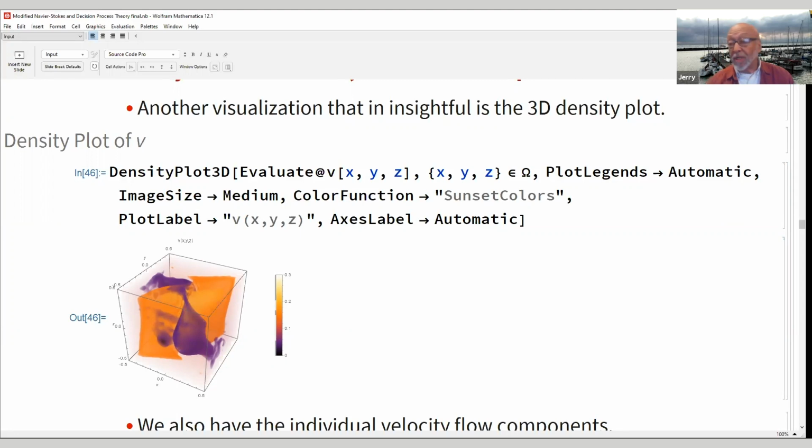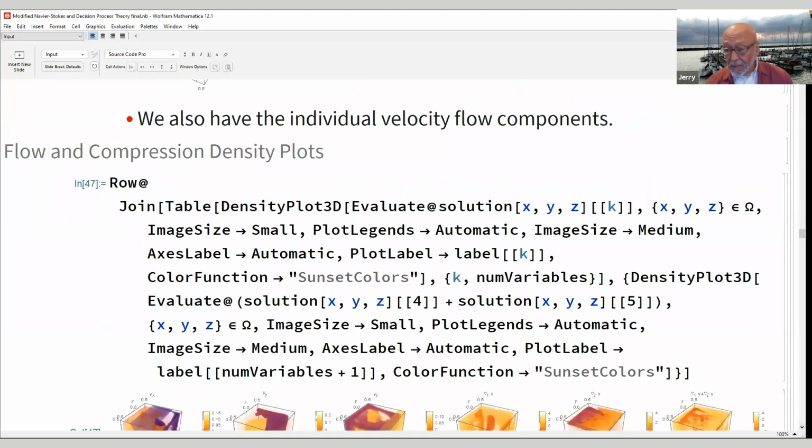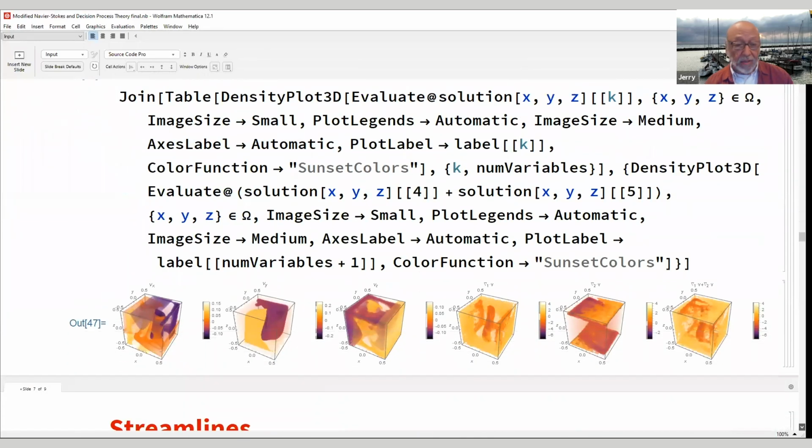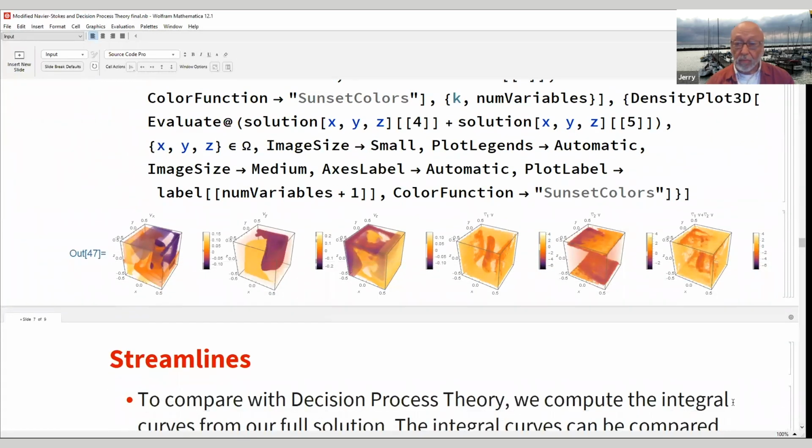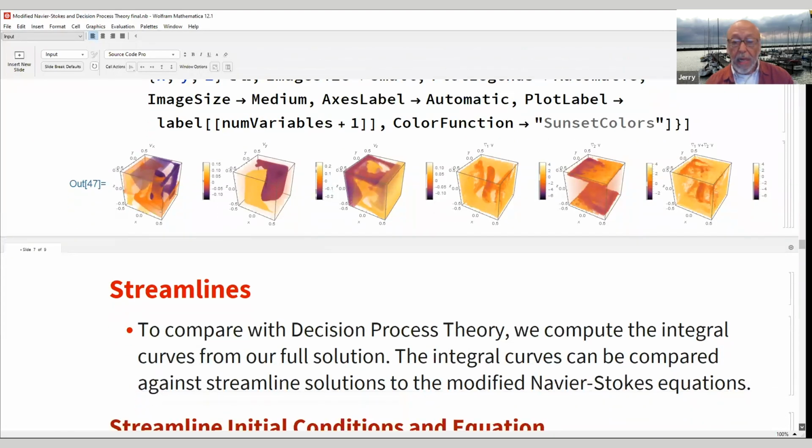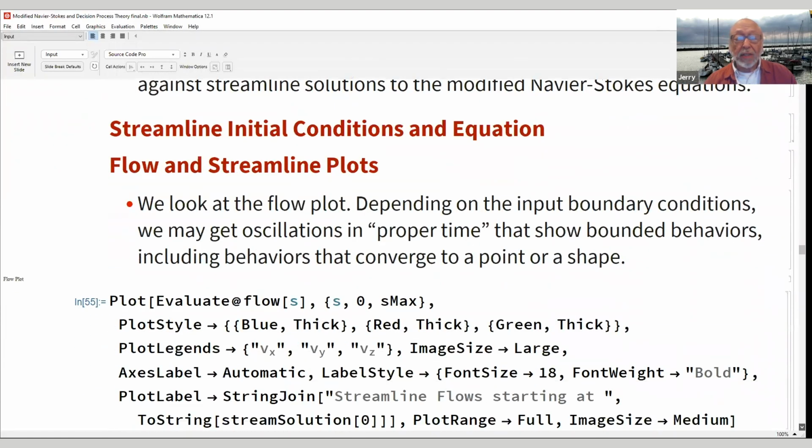So I'm interested in the streamlines, but I do, you know, just to show that yes, you can go through and compute lots of things about the way the fluid looks in this three-dimensional model. Lots of kind of cool things that you can do. So here's what I'm looking for.